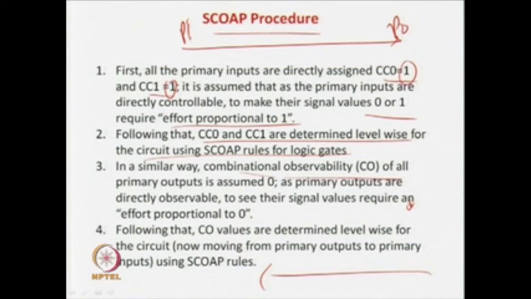We assume that the primary output lines are very easy to observe; if you probe them directly you can observe them, so the difficulty level is 0. So, the primary input controllability difficulty is 1 and the primary output observability is 0. You may ask the question: primary inputs are directly controllable, so you give a 1, and primary outputs are directly observable, but you do not give a value of 1, you say it is 0. Why is that possible?